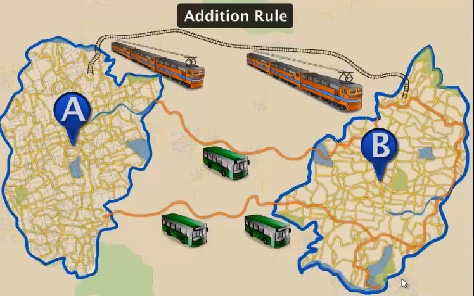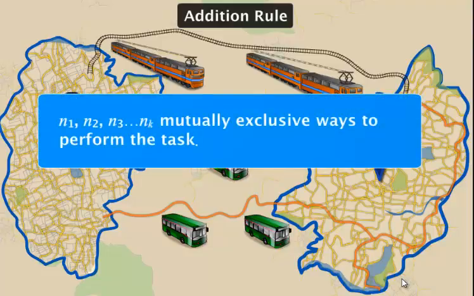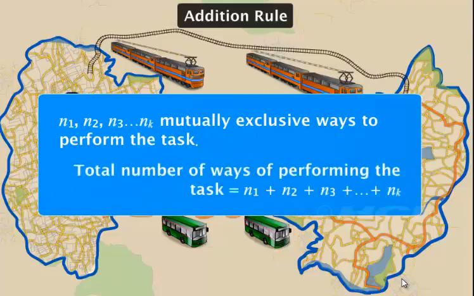The addition rule can be extended to any number of tasks. That is, if there are n1, n2, n3 and so on up to nk mutually exclusive ways to perform the subtasks available to perform a task, then the task can be performed in n1 plus n2 plus n3 and so on to plus nk ways.